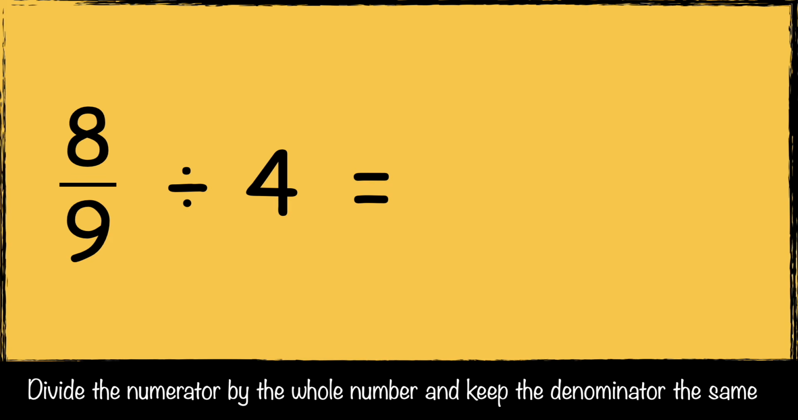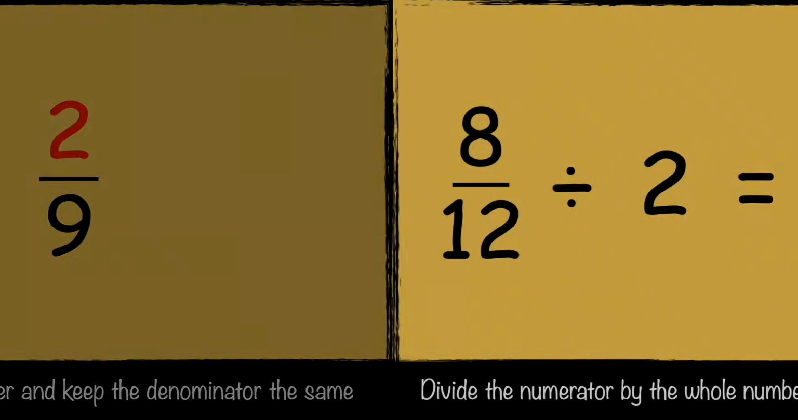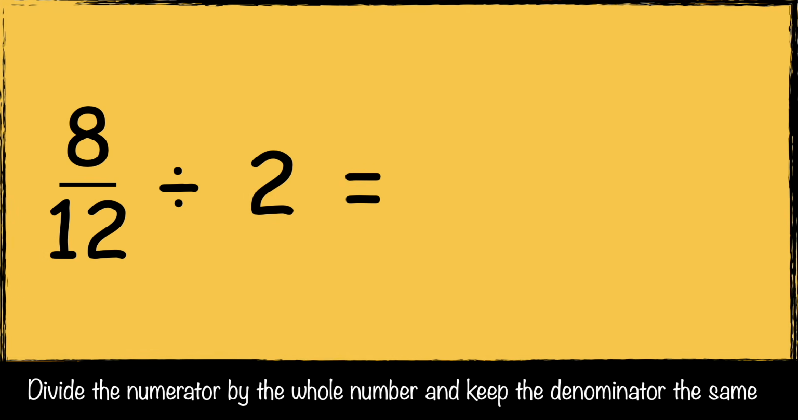8/9 divided by 4. So the numerator, 8, divided by 4, is 2. The denominator stays the same, so we have 2/9. Here's the next example.